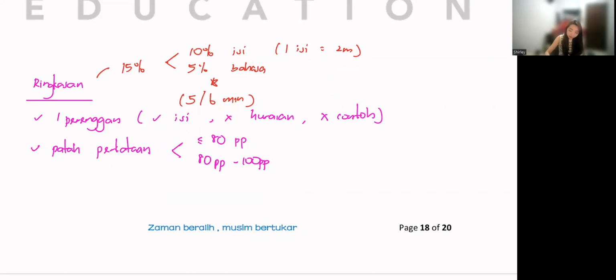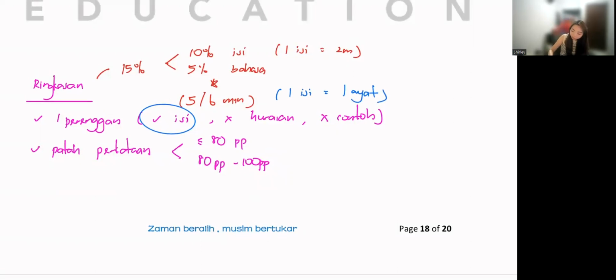All right. Then the next thing you need to take note of is, I already told you that your ringkasan is only isi. No huraian, no contoh. Then you need to write 5 to 6 isi, and there is only one paragraph. How are you going to combine all the isi together? Penanda wacana. Because satu isi, satu ayat sahaja. Okay, satu isi satu ayat. Jadi kamu perlu menggunakan penanda wacana, and this is how you secure your bahasa marks as well.